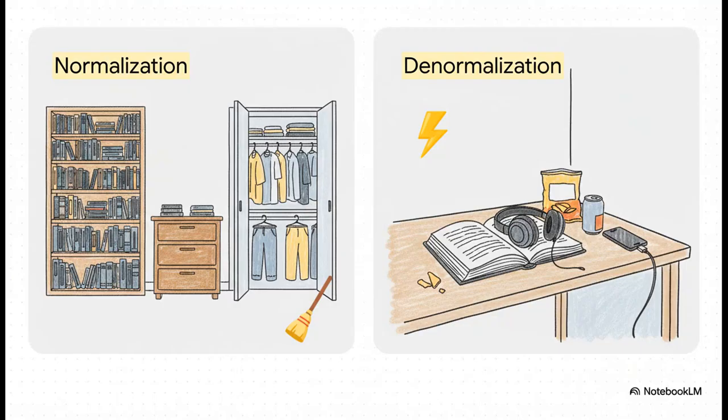Let me break this down with an analogy that'll make perfect sense. Think of normalization as being super meticulous about tidying your room. Every book is on the shelf, every shirt is in its proper drawer. There are absolutely no duplicates lying around. Denormalization, on the other hand, that's like leaving your favorite book, your headphones, and maybe a snack right there on your desk. Why? Because it's easy to grab. It's all about convenience, not perfect order.